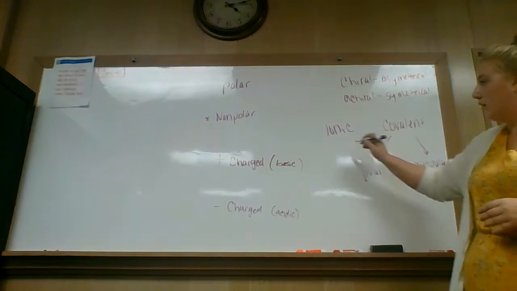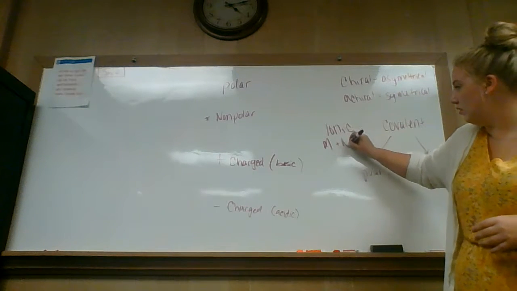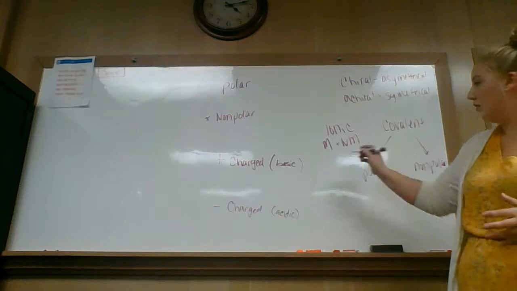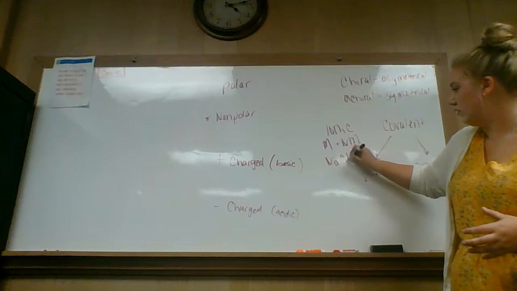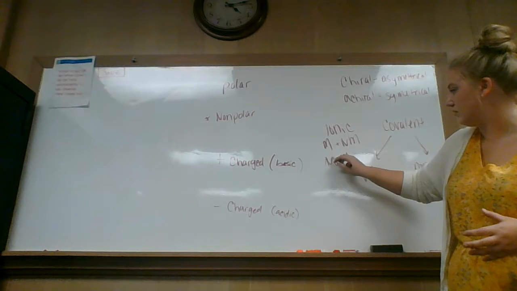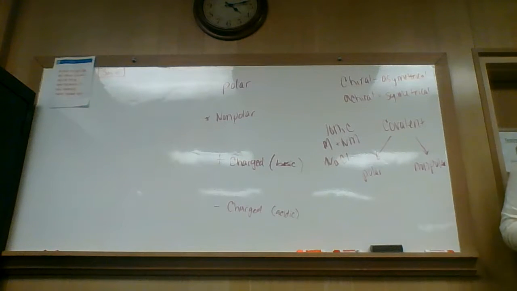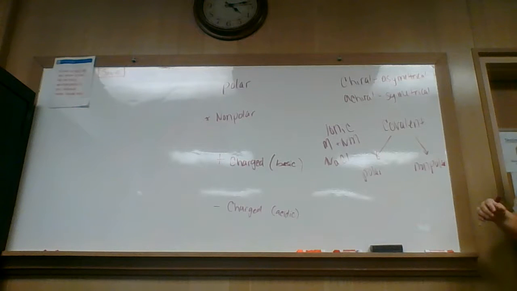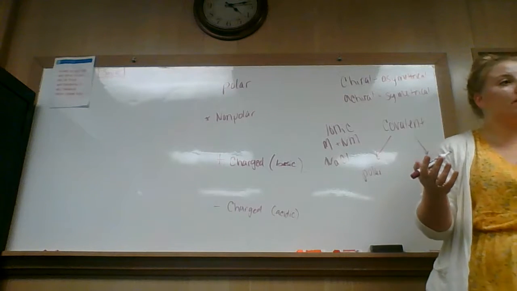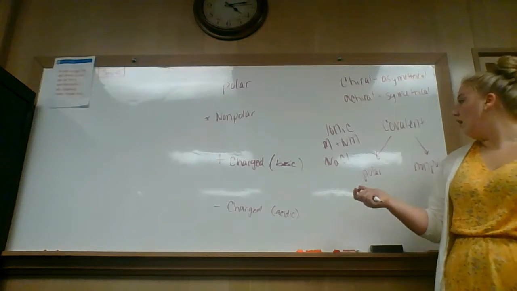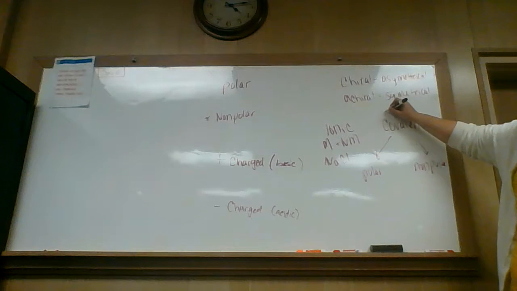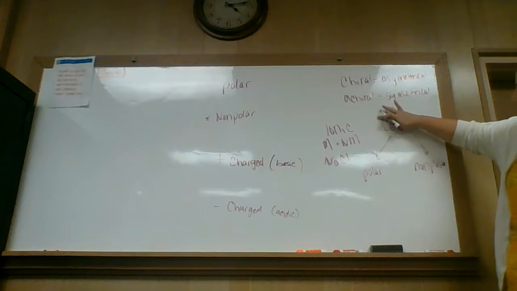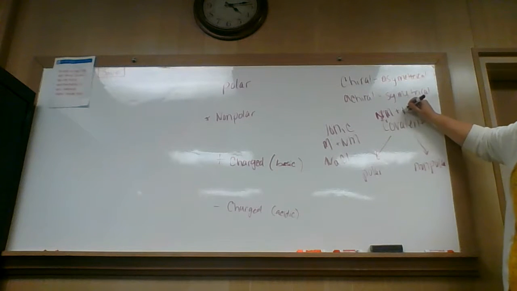Ionic is when you have a metal with a nonmetal. Sodium chloride is a perfect example of this. Sodium is a metal, chlorine is a nonmetal, so this is an ionic bond. You may remember also that ionic bonds have to do with stealing electrons. That's perfectly good to know, but you want to be able to identify them. Covalent, so sharing of electrons, is a nonmetal with a nonmetal.